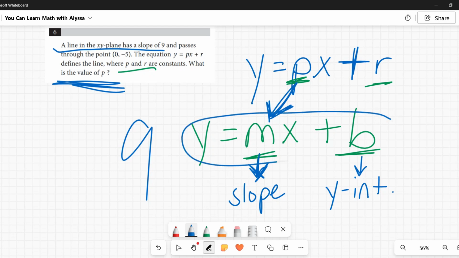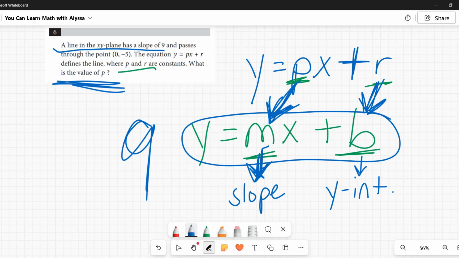We want to recognize that it is already in this slope-intercept format. And so there's a one-to-one correlation. R is B, which is the y-intercept. P is M, which is the slope. And they've already told us both of those. They've told us the slope and they've told us the y-intercept. They're just asking for the slope. They've told us the slope. The slope is 9. 9 is the answer.